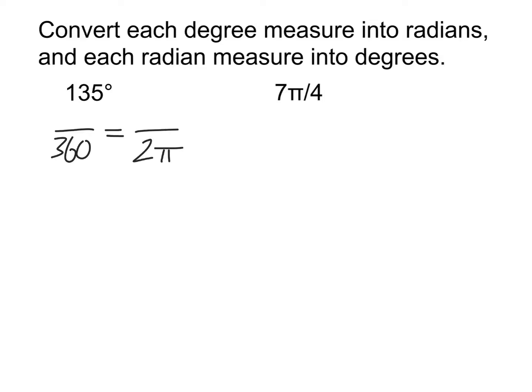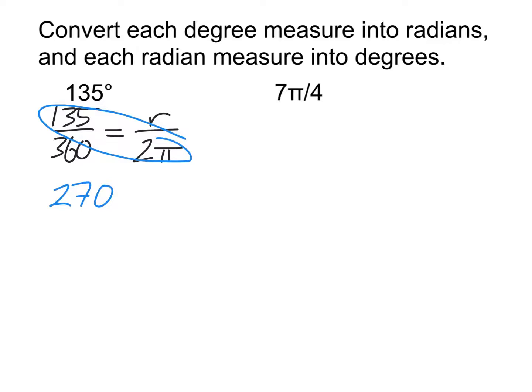Now in this problem, I'm given 135 degrees. So I put the 135 in place of the d, which means I'm trying to figure out what r is. And so that's my original setup. It's a proportion. And so in order to solve this, I'm now going to cross multiply. So first up, 135 times 2 pi. Well, what's 135 times 2? That's 270.